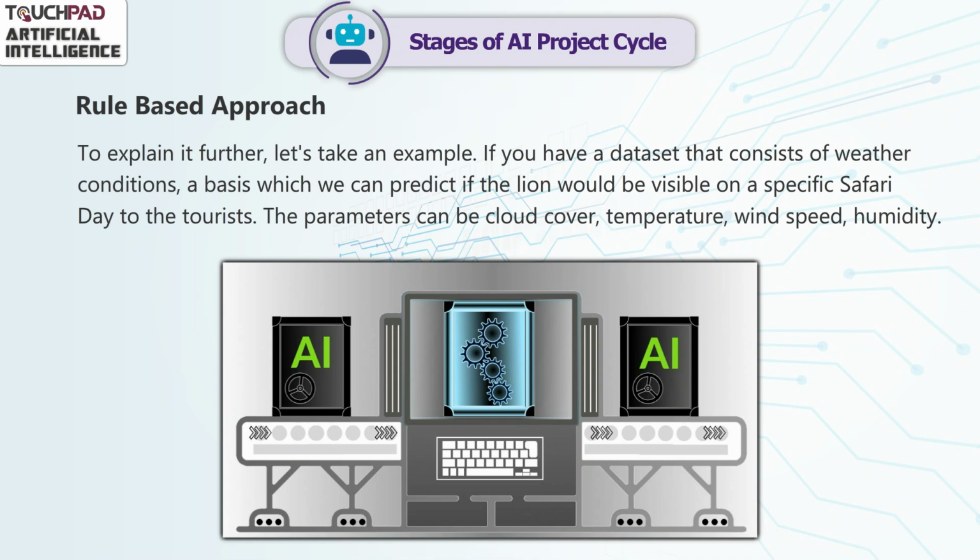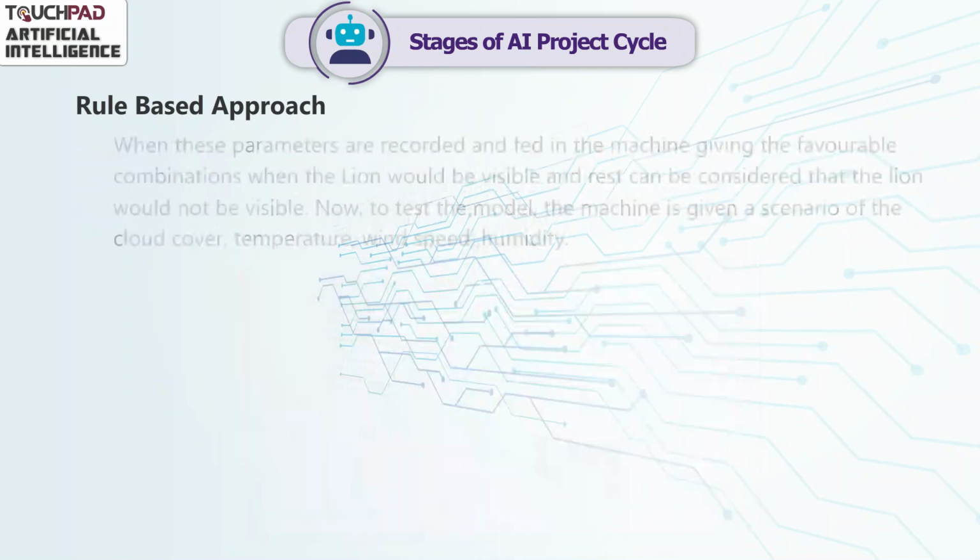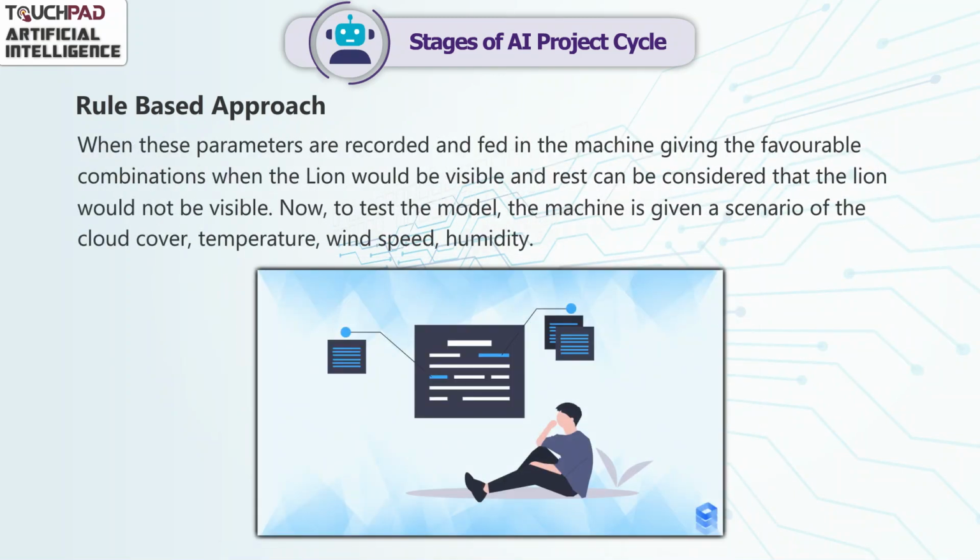If you have a data set that consists of weather conditions, on the basis of which we can predict if the lion would be visible on a specific safari day to the tourists. The parameters can be cloud cover, temperature, wind speed, humidity. When these parameters are recorded and fed in the machine giving the favorable combinations when the lion would be visible, and rest can be considered that the lion would not be visible.